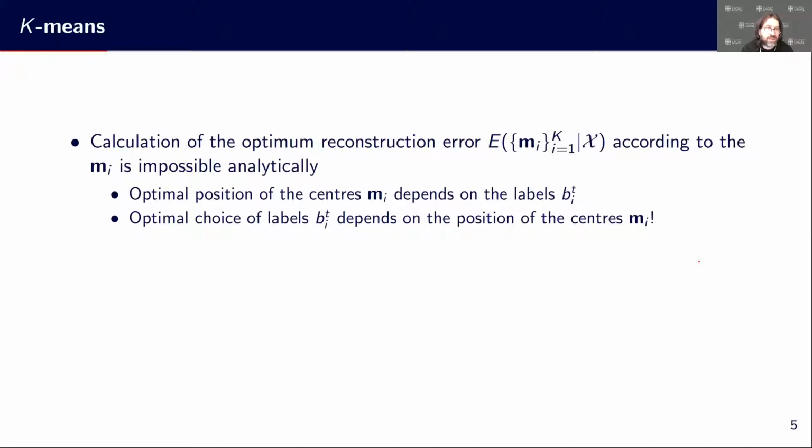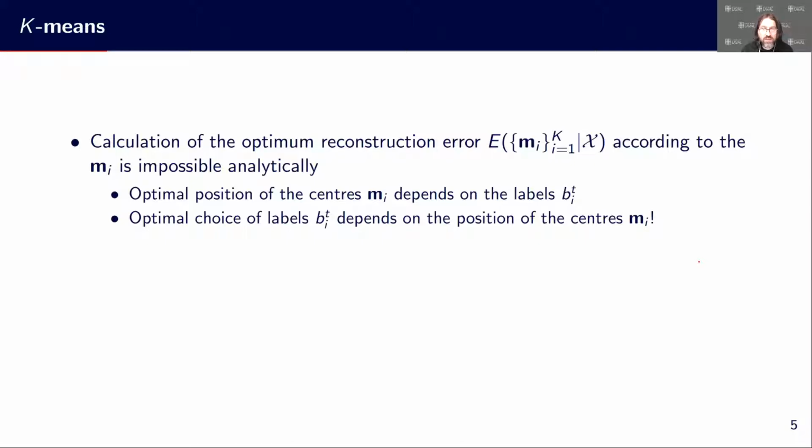So we know that it is impossible, analytically speaking. We cannot develop the equation to get an exact solution upfront when we are dealing with the reconstruction error, because we have some kind of chicken and egg problem. At first, we are determining the position of the centers MI, which is what we are looking to find. What is the right MI to use, the right values for MI?